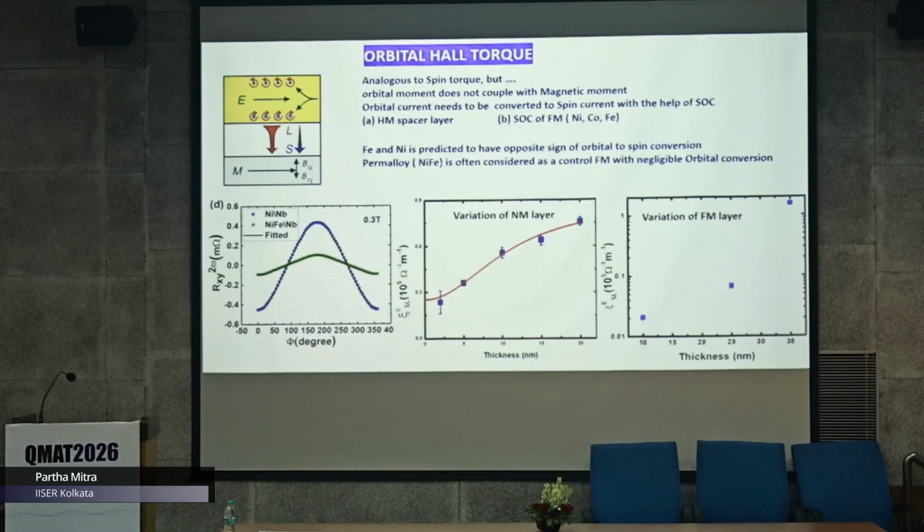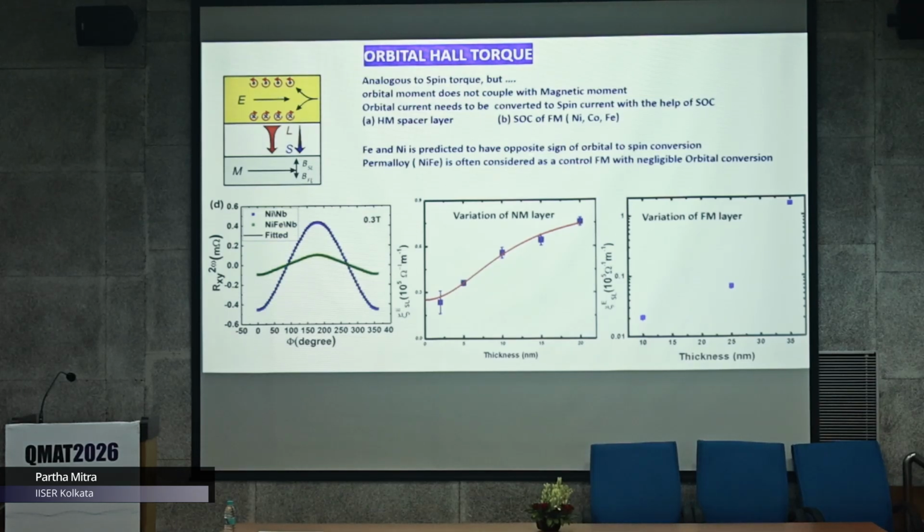And this has also been theoretically studied, and it has been shown that pure iron and pure nickel have opposite sign of this conversion. So it turns out that permalloy, commercially available permalloy, has the right composition of iron and nickel, so that the overall orbital conversion is negligible. So permalloy acts as a control device.